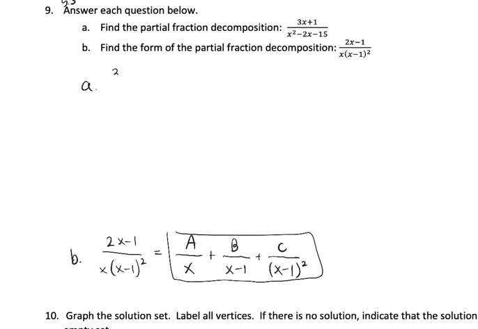The first thing we need to do is factor the denominator. So that's going to be x minus 5 and x plus 3. Because there are only 2 factors, that's going to give us 2 partial fractions.